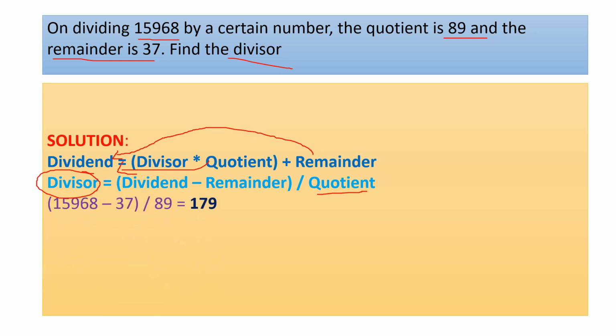So accordingly, we can put the values. The dividend is 15968, the remainder is 37 and the quotient is 89. So we are subtracting 15968 minus 37 and dividing the answer by 89. So we are getting 179 as the answer.